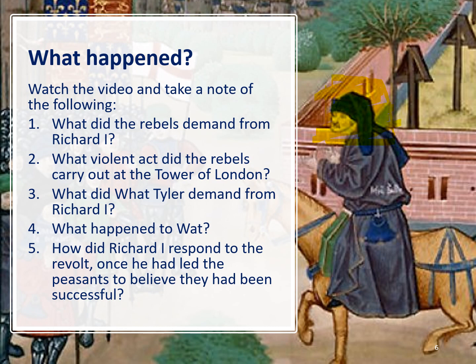So I'm going to tell you the 5 questions now before you watch the video. So then as you're watching it, you can answer them. So the first question is, what did the rebels demand from King Richard II? Question number 2, what violent act did the rebels carry out at the Tower of London? Do you remember who built the Tower of London? Hopefully you've all remembered it was William the Conqueror.